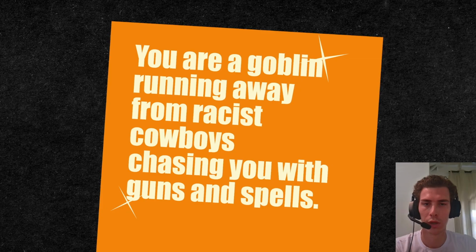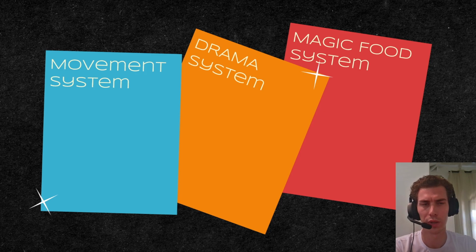So we start with our previous game idea sentence where you're a goblin running away from racist cowboys chasing you with guns and spells. And we ended with the idea for these three systems that we could work on, right? Based on our inspiration, where we have a movement system, a drama system, and a magic food system.